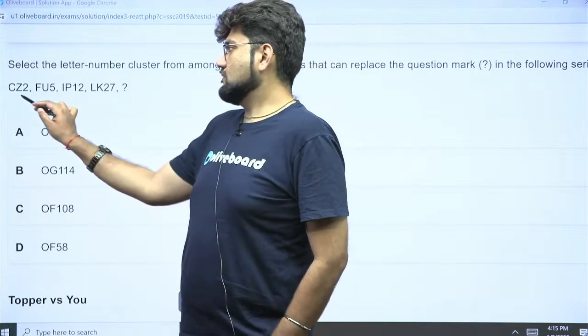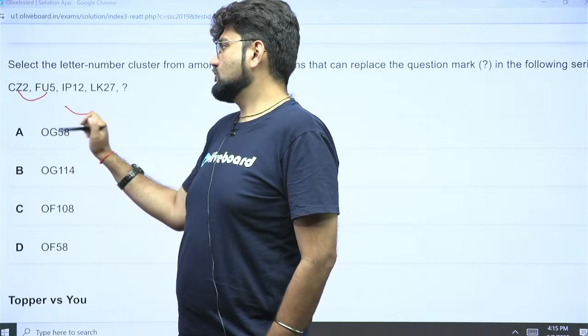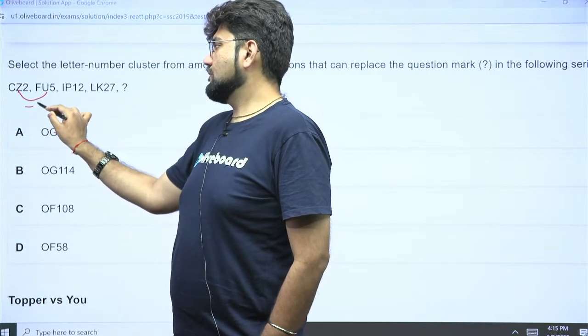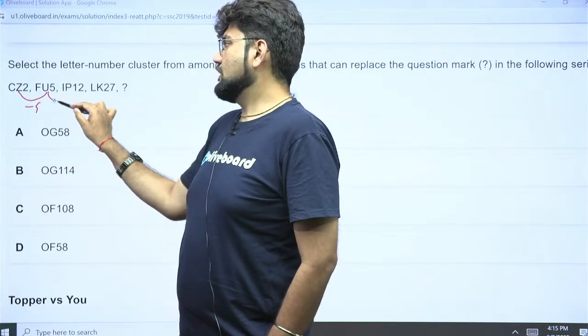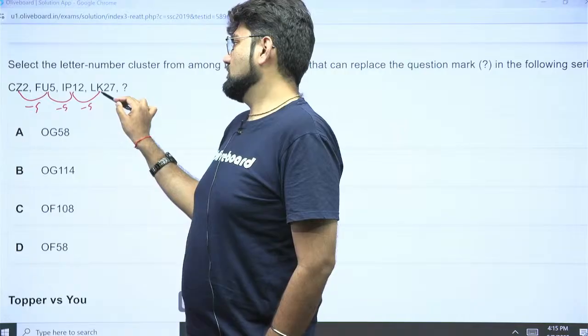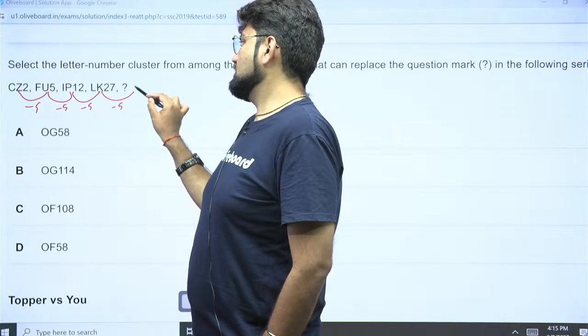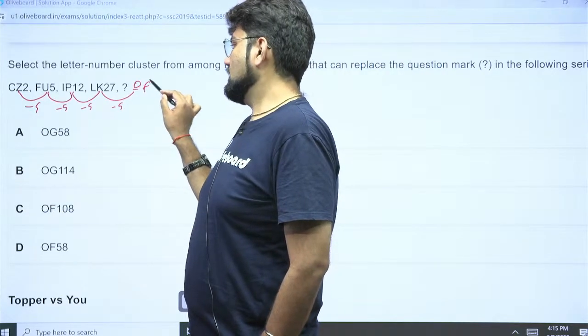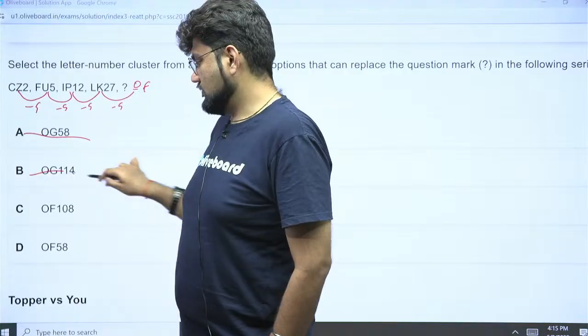So, what is happening here? Z and U. 26, 21, minus 5. 21, 16, minus 5. 16, 11, minus 5. So, 11 minus 5 is 6. That is, in the middle we will have F. So, we have O in the front, F in the middle. This is gone, this is gone.